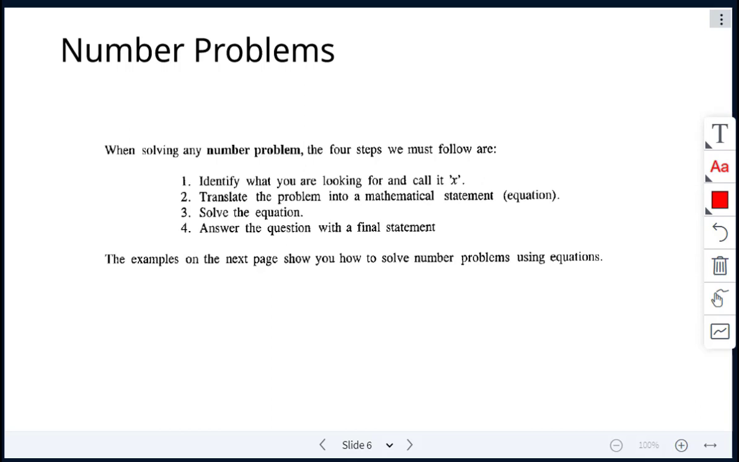All right, so today in our algebraic problems, we are looking at number problems, and we'll also look at geometric problems. So when solving any number problems, we have these 4 steps. The first thing is to set a variable. So identify what you're looking for and call it x. Usually we call it x, but again, you can use any letter for your variable. Translate the problem into an algebraic equation. Next, you're going to solve the equation, and then you would have your final statement to answer the question.